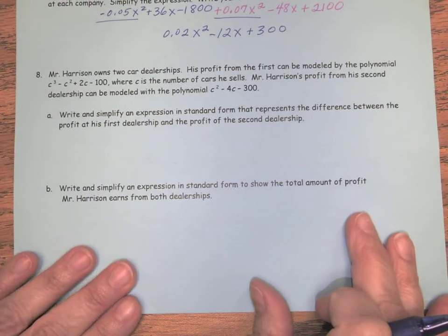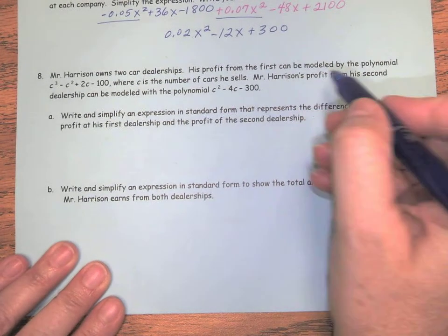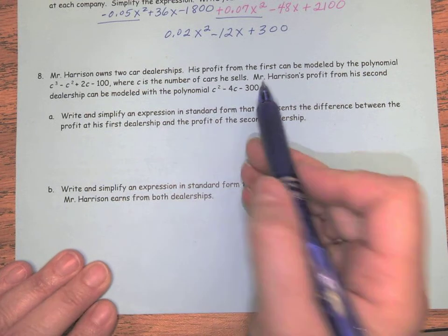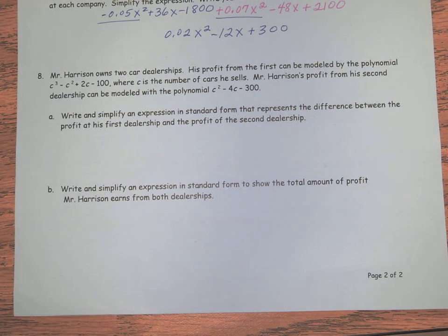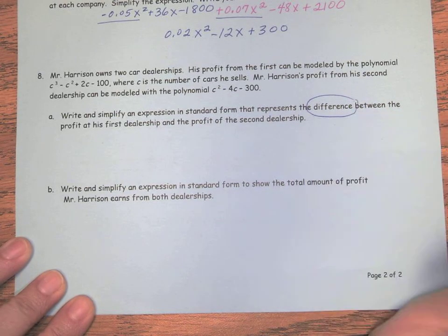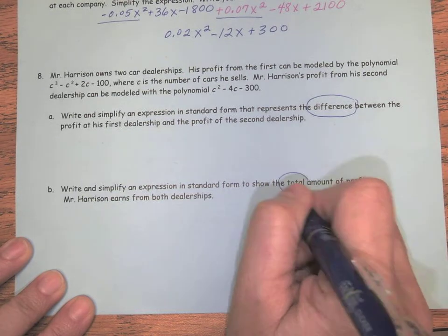Mr. Harrison owns 2 car dealerships. His profit from the first can be modeled by this polynomial. c is the number of cars he sells. Mr. Harrison's profit from the second dealership can be modeled with that polynomial. So we want to write and simplify something representing the difference. And then down here in B, we're going to do the total.